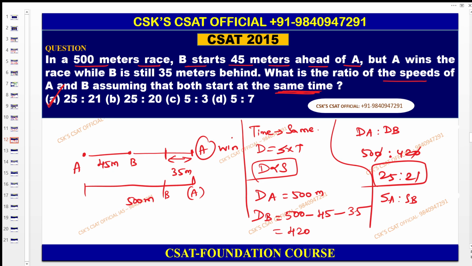Atul, able to understand these things? Yes, sir. The same type of question is in the practice set also, sir. Practice questions we have also done. Yes, sir. Can you please explain it again?